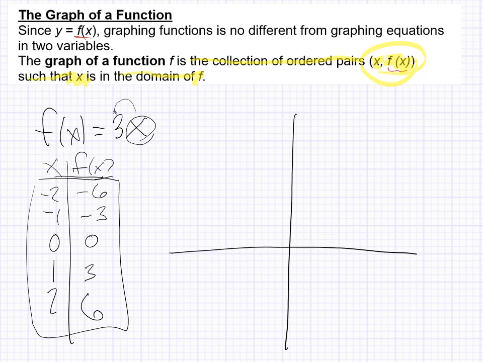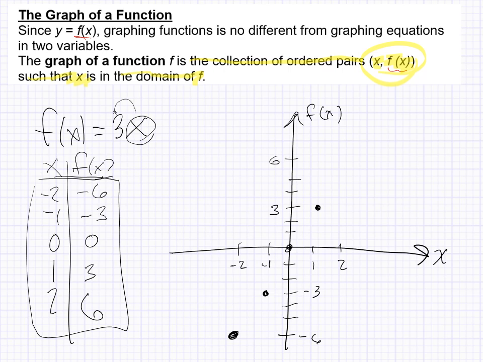So if we were then to set up an xy chart or an x, f of x axes, we could then plot these points, these ordered pairs, so -2, -6, is the -2 on the x, and -6, 1, 2, 3, 4, 5, 6 down, this would be one point. -1, -3, that would be right here, then 0, 0, and then 1, 3 would be here, and then 2, 6 would be here, and if we collect all those points together along with every other point, we could then draw the graph of this function.